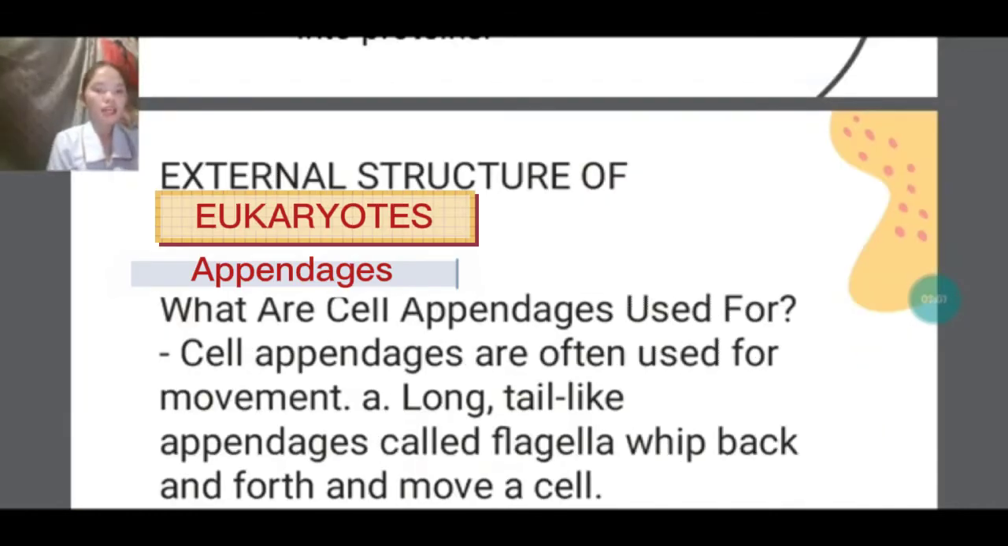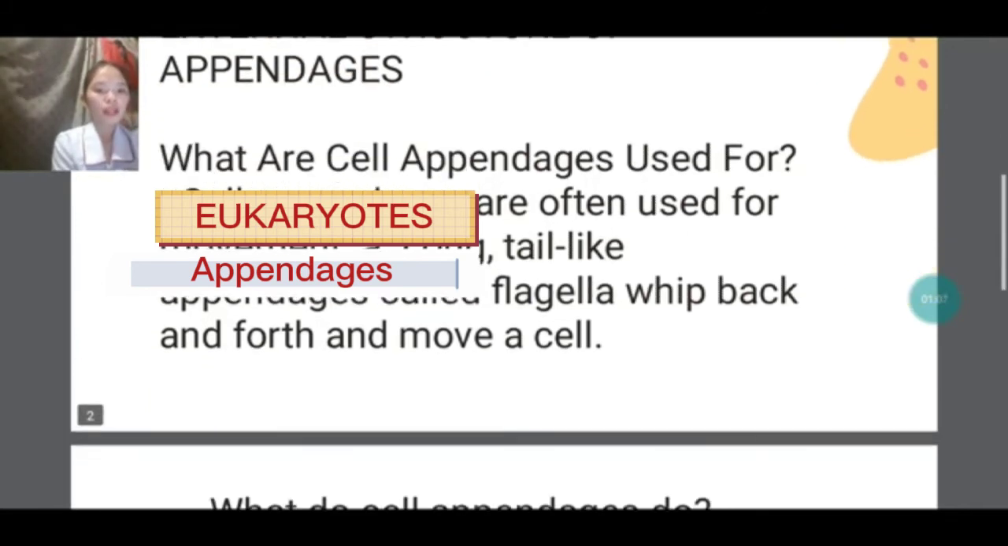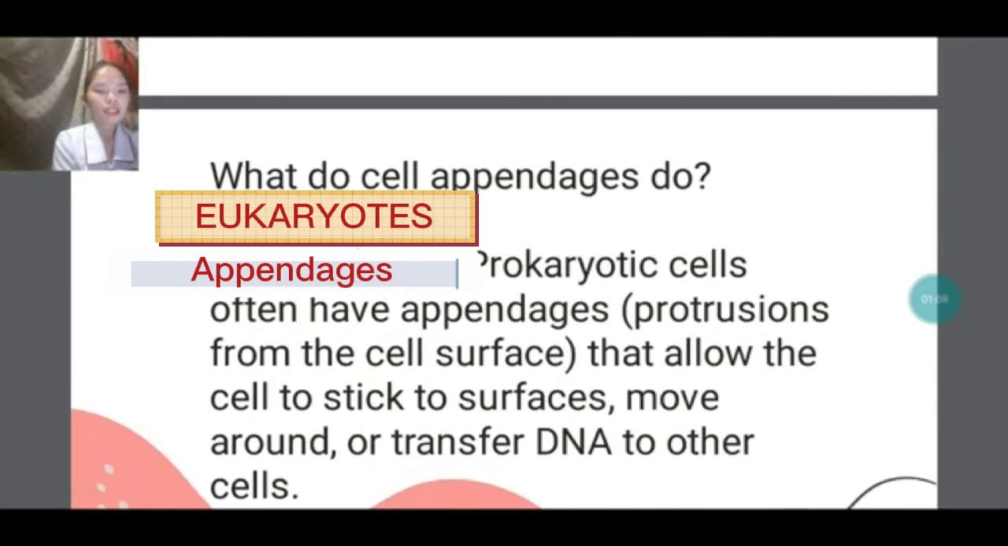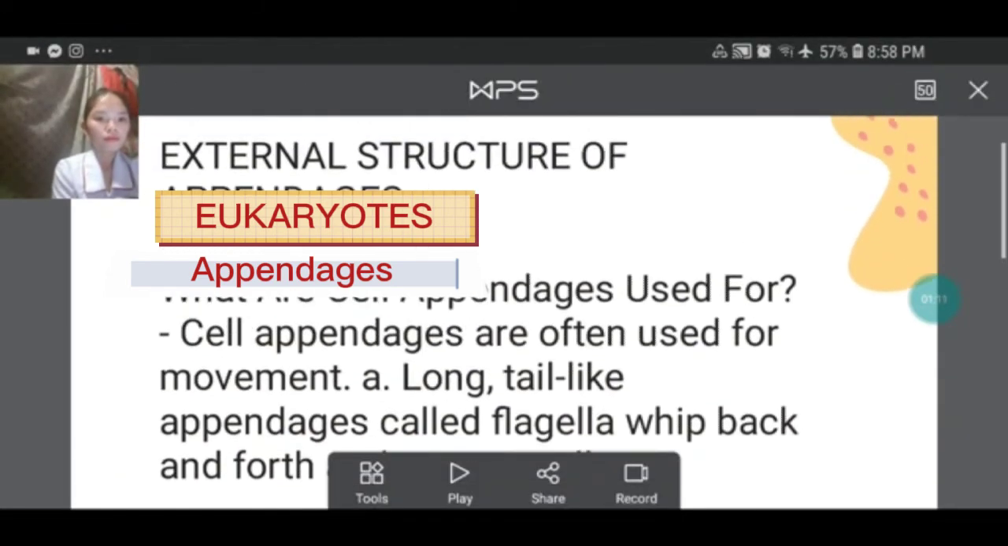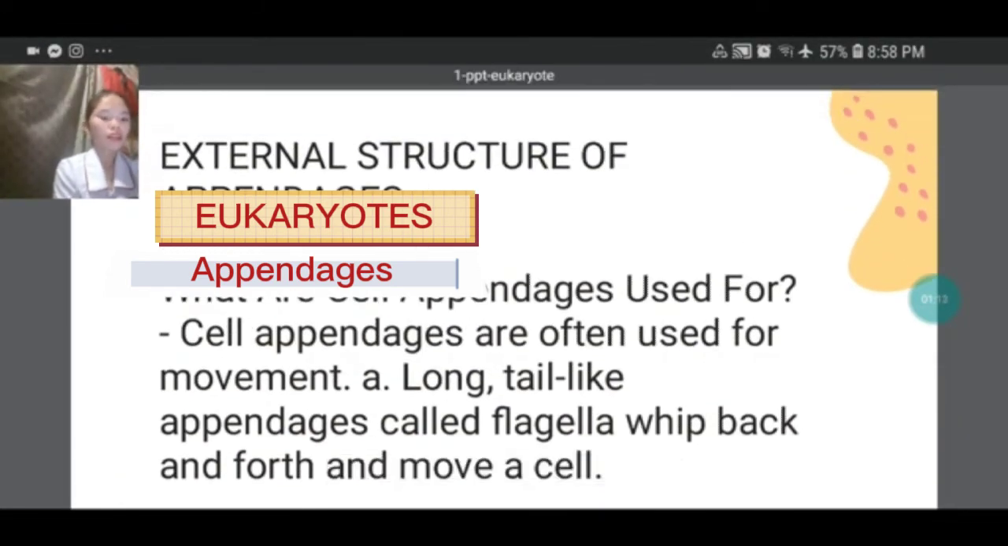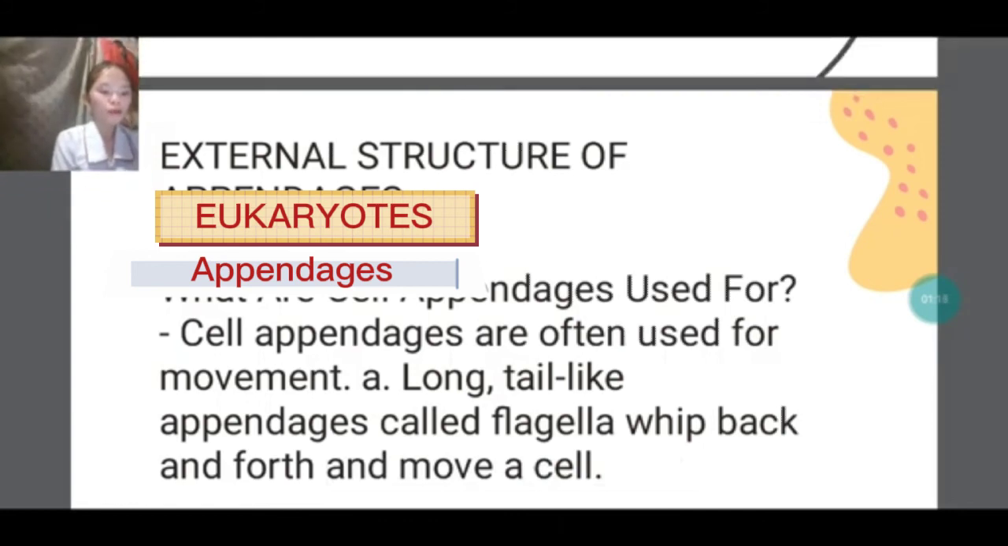This slide is the external structure of appendages. What are cell appendages used for, and what do cell appendages do? Prokaryotic cells regularly have appendages, protrusions from the cell surface that permit the cell to move around surfaces or switch DNA to other cells.